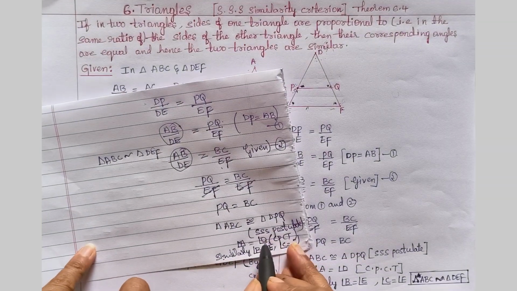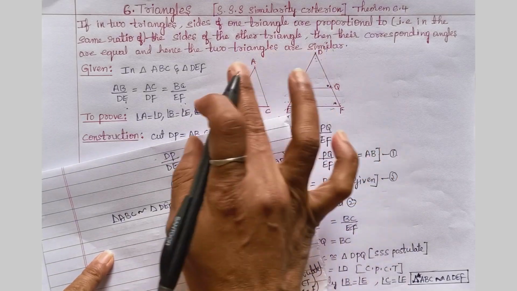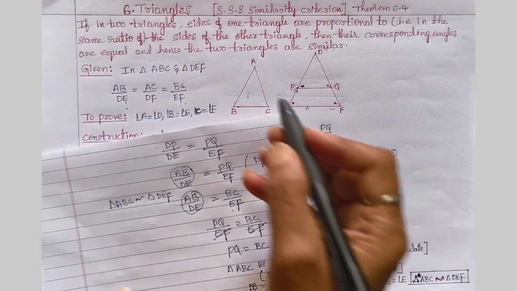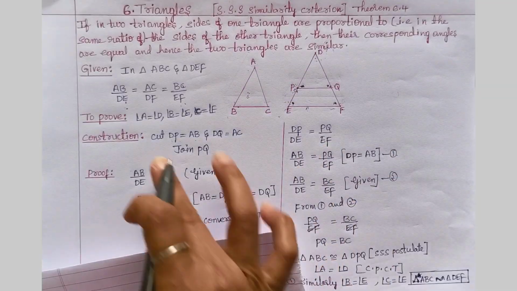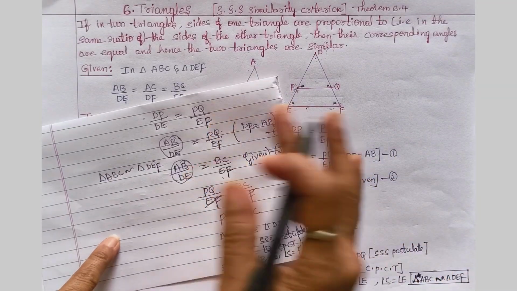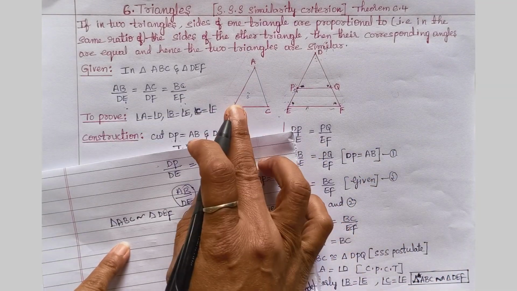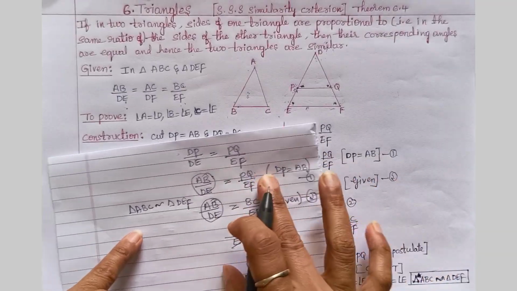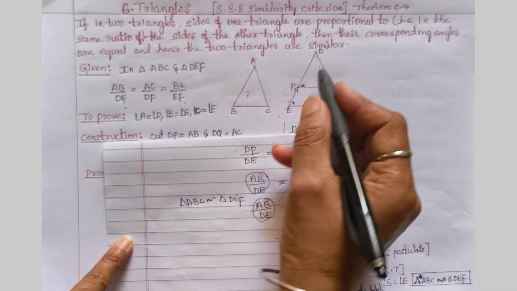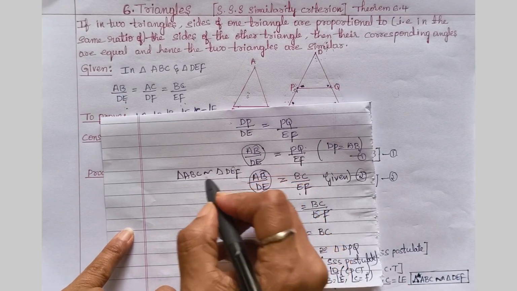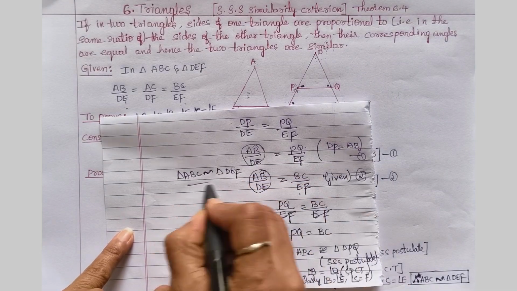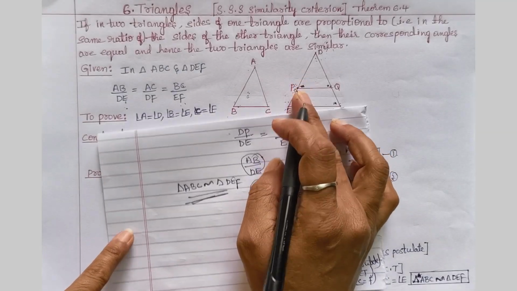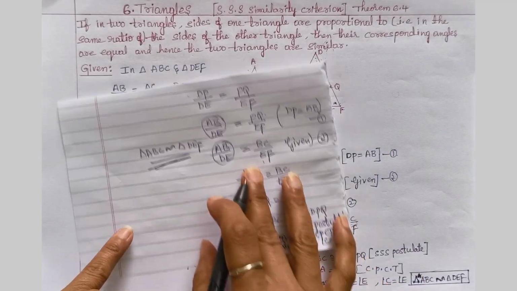See here, angle A is equal to angle D. What is the reason? By CPCT. Similarly, we don't need to do all these processes again. You can write similarly, angle B is equal to angle E and angle C is equal to angle F. So triangle ABC and triangle DEF, which triangles? Similar triangles. Similar triangles means all sides are proportional, so all angles are equal.